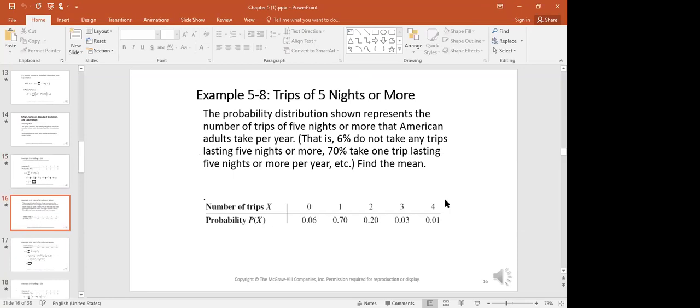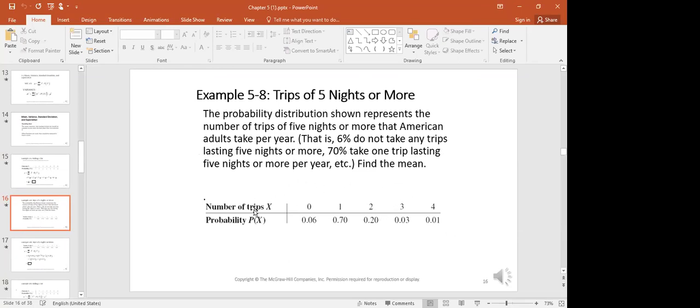Let's look at another example here. The probability distribution shown represents the number of trips of 5 nights or more that American adults take per year. That is, 6% do not take any trips lasting 5 nights or more. And 70% take one trip lasting 5 nights or more, etc.